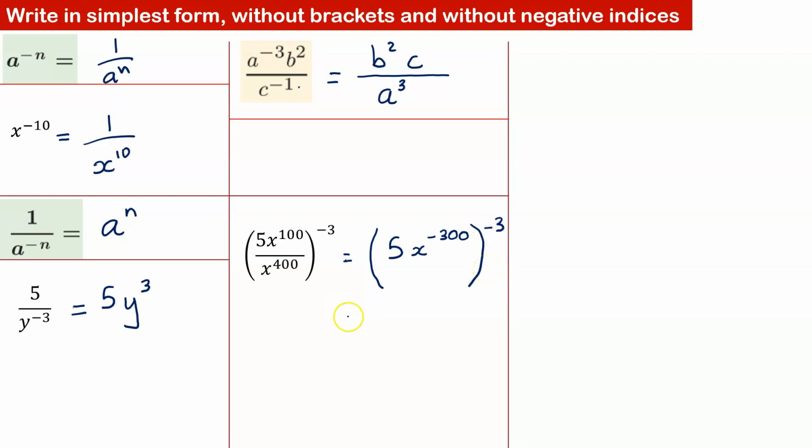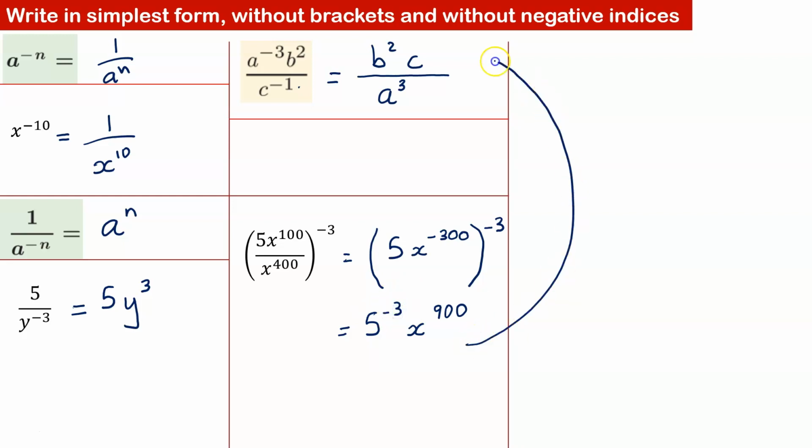Let's continue with this. Next step. Let's deal with the negative 3 now. That one there. Now, if you rush this, you might do this. 5 x to the, what's negative 300 times negative 3? That is 900. And if you rush, you write that down. People forget to also raise that one. What would that be? To the minus 3.